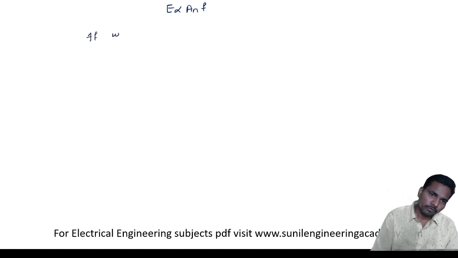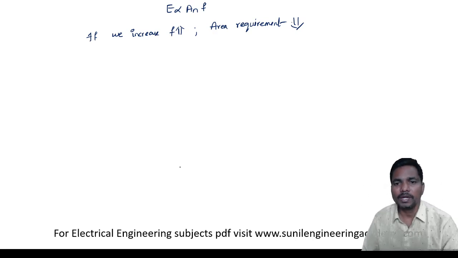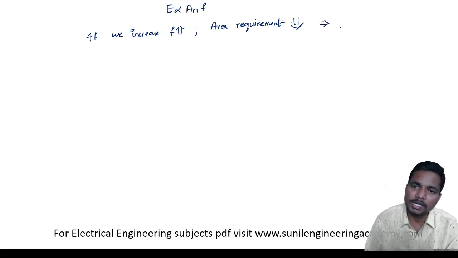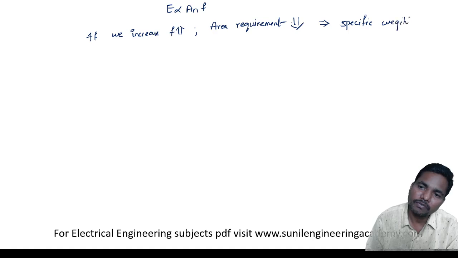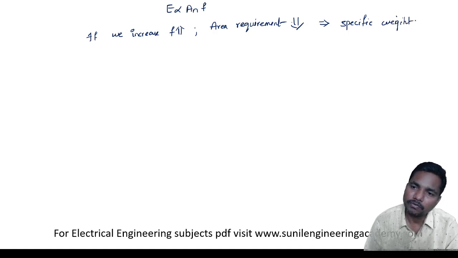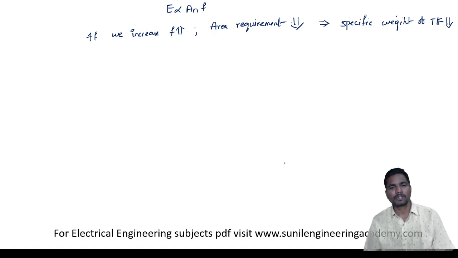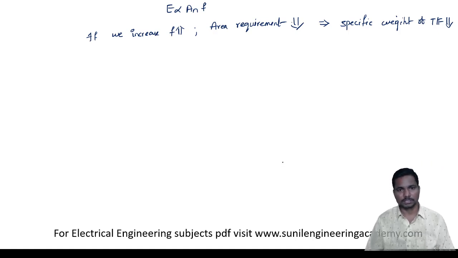If we increase frequency, the area requirement is less. If the area requirement is less, then the specific weight of the transformer is less. Specific weight of the transformer is less. All of you clear?